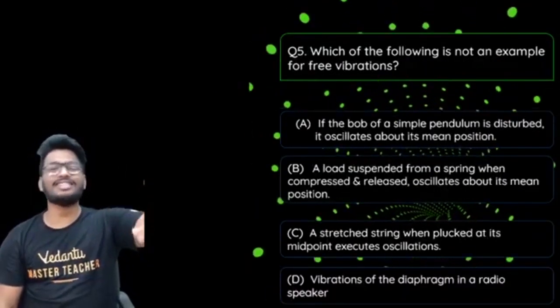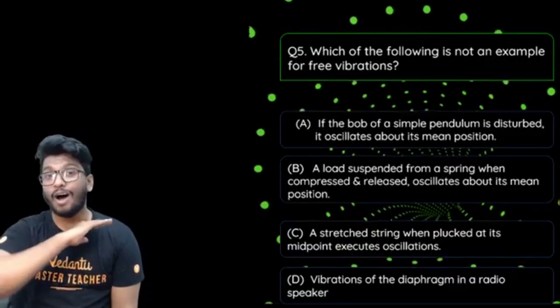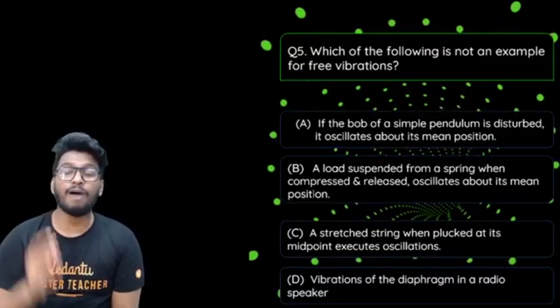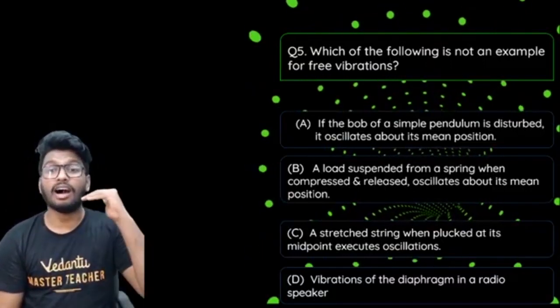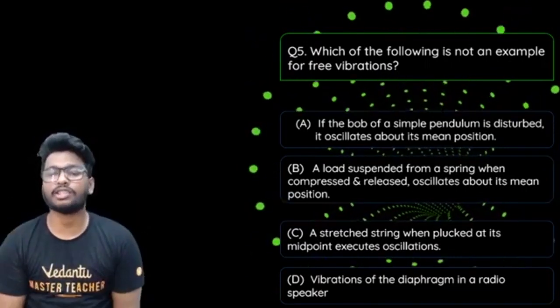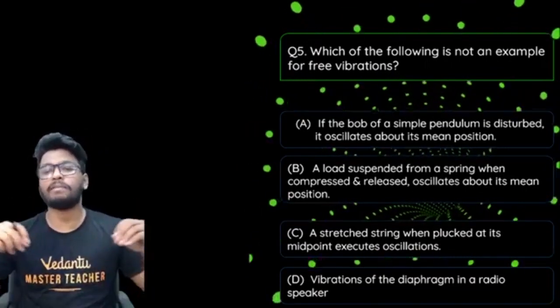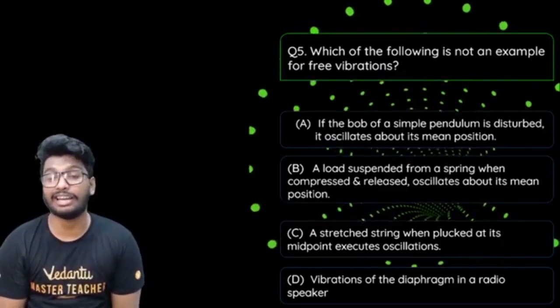Moving on to the fifth question. Here's another one. Which of the following is not an example of free vibration? If the bob of a simple pendulum is disturbed, it oscillates about its mean position. Load suspended from a spring when compressed and released oscillates about its mean position. A stretched string when plucked at the midpoint executes oscillation. Vibration of a diaphragm in a radio speaker.